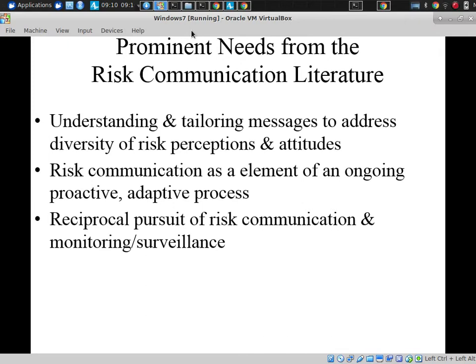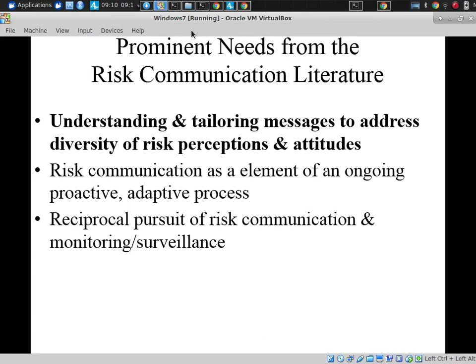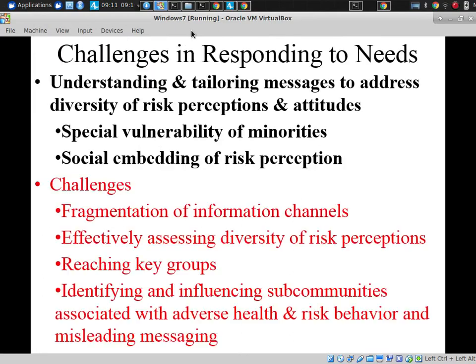And part of that is a reciprocal pursuit of risk communication on the one hand, and monitoring and surveillance on the other, having a sense of what's playing out in that population so that we can respond to it adaptively. I'd like to talk about each of these in terms of particular challenges that exist pursuant to the title of the course in the 21st century, because we are in a different era with respect to the communication channels present, with respect to who the actors are at the table, and with respect to where people go to find information that they trust within the health communication front.